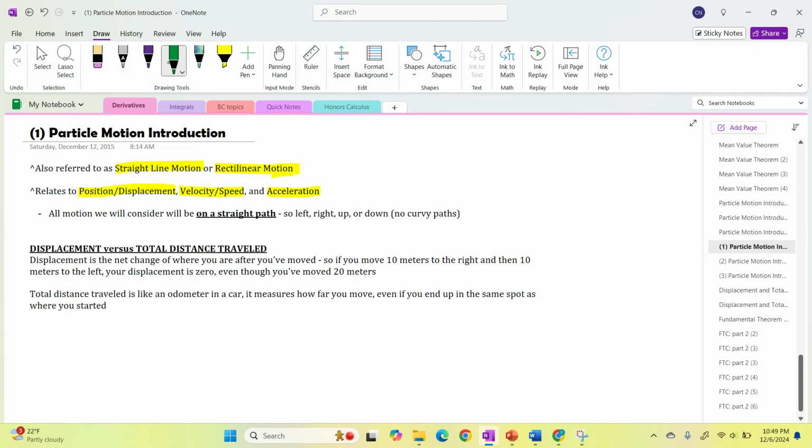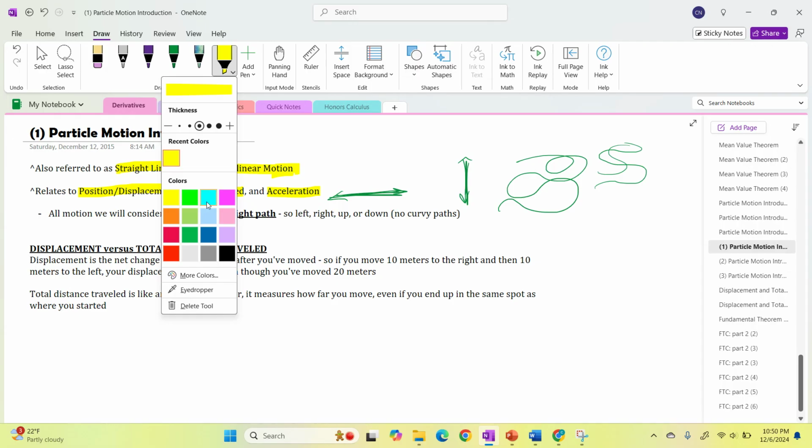One other thing to keep in mind, the particles we're going to be talking about are going to be moving in a straight path, like left and right, or they could be going up and down. You can have things that move around like this. That would be more like a parametric motion where it's not really moving along a function. That's a little bit beyond the scope of the AP exam. So we're typically going to deal with left, right, for the most part, sometimes up and down.